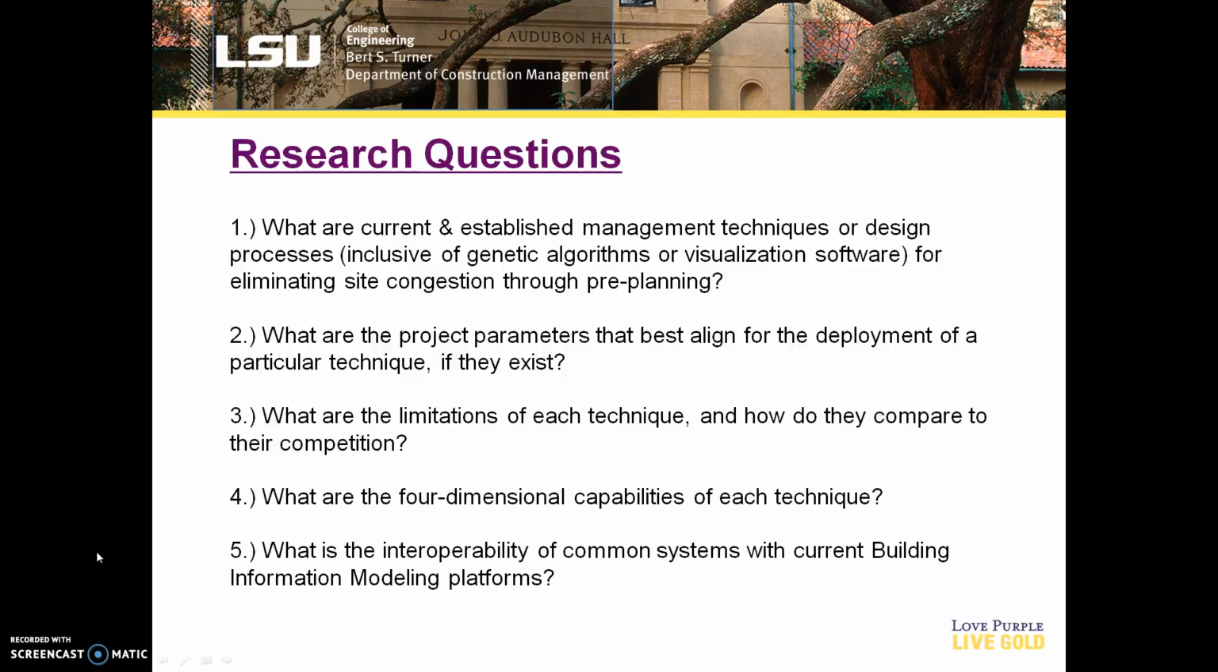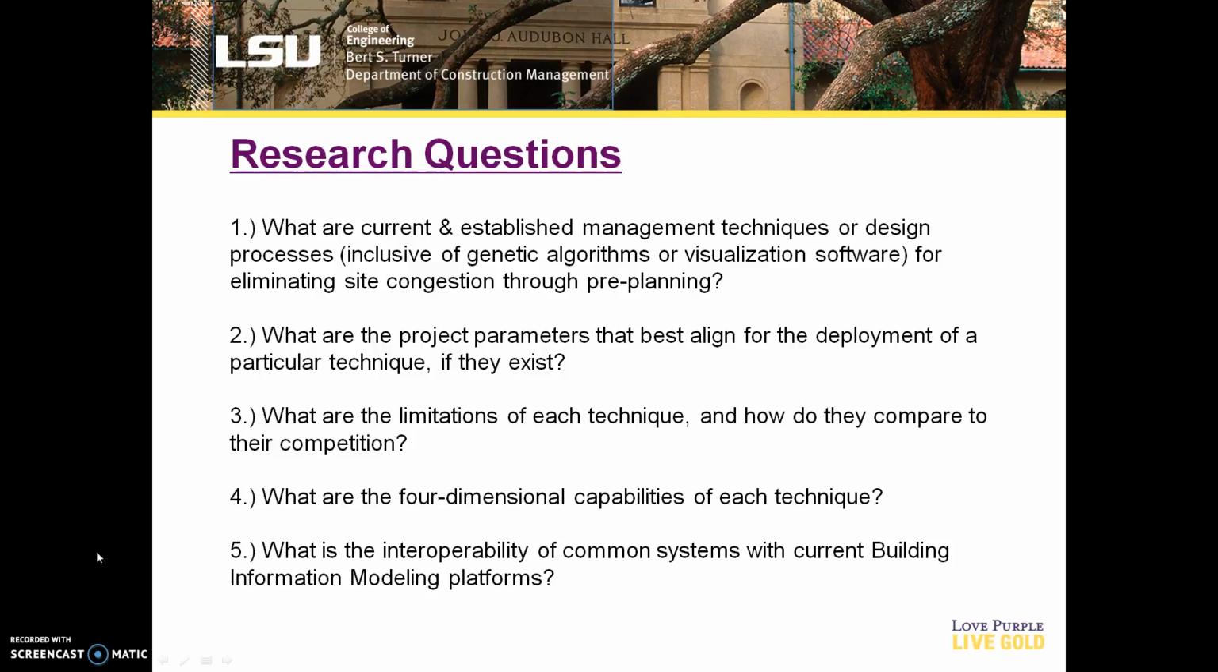So not every solution is going to fit every project type or project conditions. The third question is, what are the limitations of each technique? If all of these platforms and all of these systems were synonymous with one another, then I'm sure that there'd be a bevy of research to complement each, but unfortunately that's not the case.